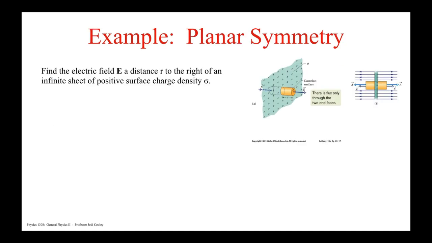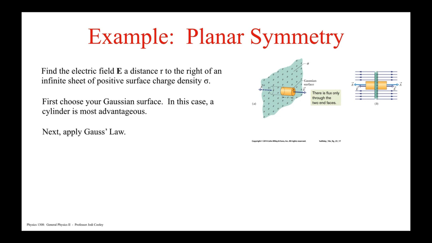So let's take an example of planar symmetry. Find the electric field E at a distance r to the right of an infinite sheet of positive surface charge density sigma. The first thing you need to do is choose your Gaussian surface. In this case, a cylinder is the most advantageous. The next step is to apply Gauss's law. So Gauss's law says epsilon naught times the integral of E dot dA is equal to Q enclosed.